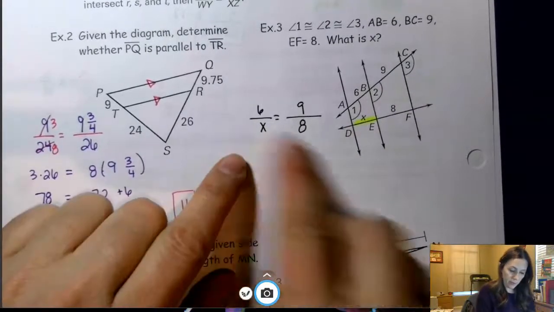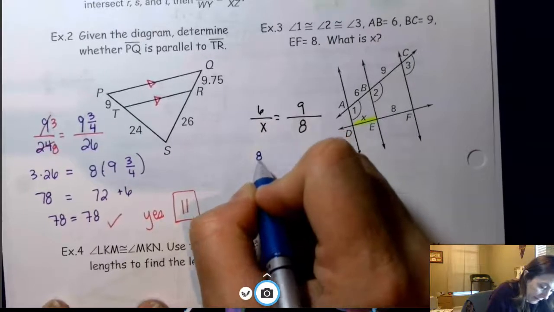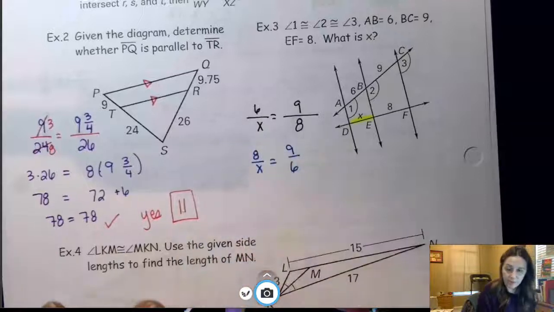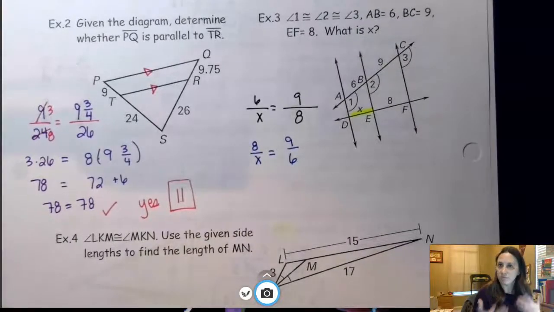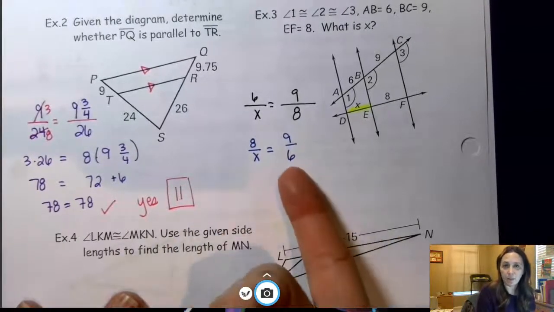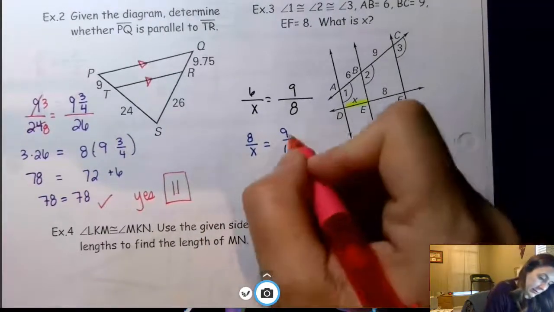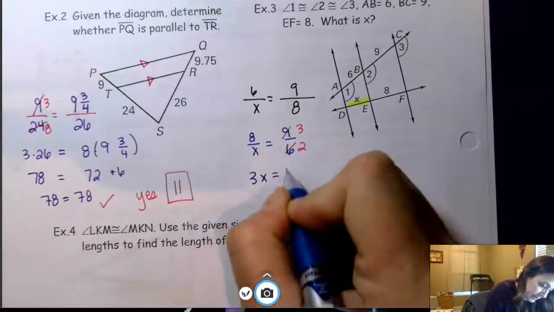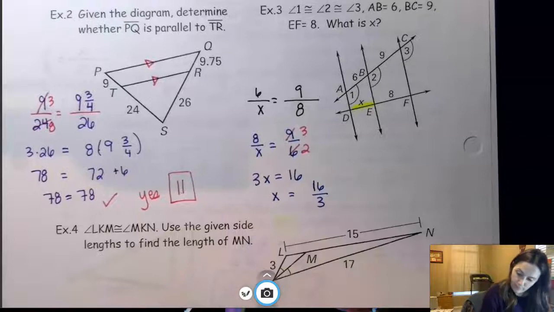Now, remember, you can always flip-flop these things. If you wanted to rewrite this as 8 over X equals 9 over 6, and just swap those ones across, the cross products are going to be the same. Then you can simplify this. So if you see that that's something you can do, look at it. You don't have to. You're going to get the same answer as long as you simplify correctly, but it's always an option if it's easier for you and you're not using a calculator. So if I were going to reduce this by 3, I'd get 3 halves. This gives me 3x equals 16, giving me x equals 16 divided by 3. There we go.